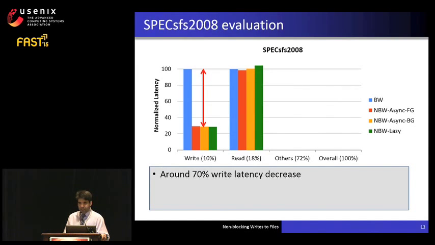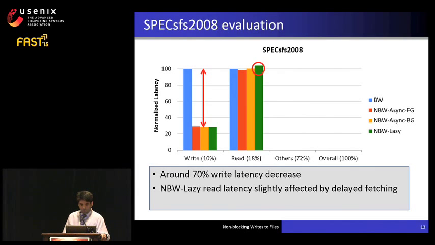For reads, we see that reads are not affected by non-blocking writes, with the exception of the case of non-blocking write lazy, where we see a slightly affected latency. And this is due to a delayed fetching of some pages. In the original system, some writes that occurred before will have brought those pages into memory by the time of the read. With lazy, the read will experience some extra latency by bringing those pages into memory.